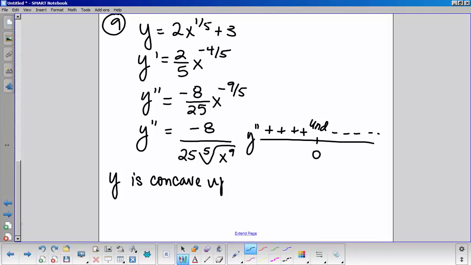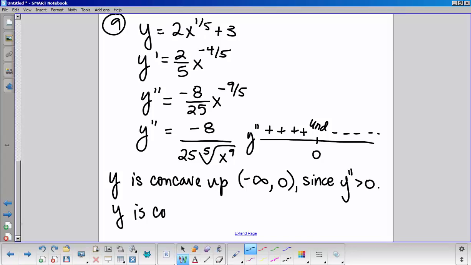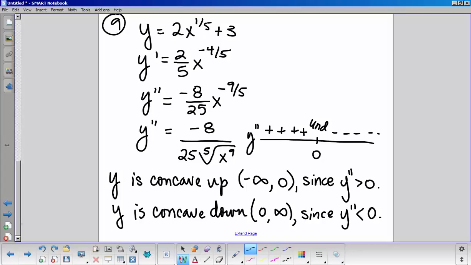So we can say y is concave up from negative infinity to 0 since y double prime was greater than 0. y is concave down from 0 to infinity. How do we know? Since y double prime is less than 0. Good. All right.